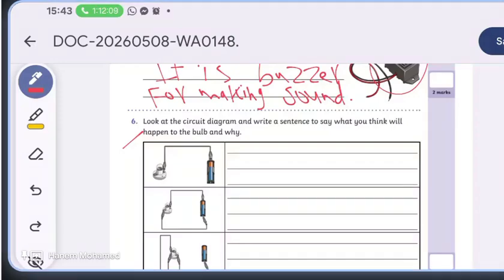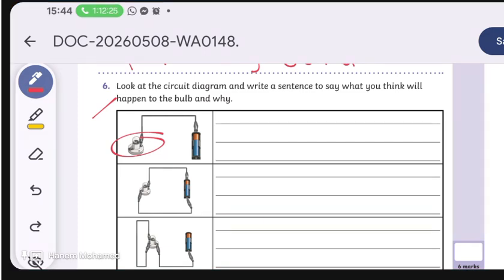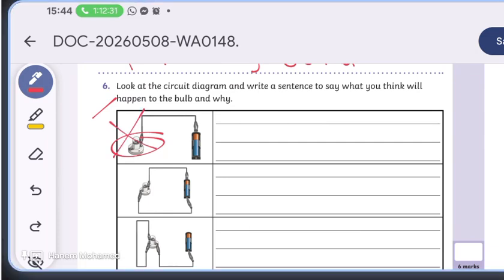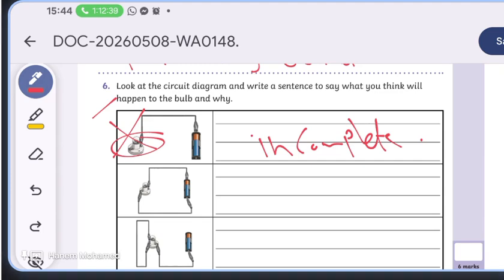The next. So Yazin, look at the circuit diagram and write a sentence to say what you think will happen to the bulb and why. Number one, the light bulb here will be on or there is no light? No light. Is this a complete circuit or incomplete circuit? Incomplete. So we are supposed to write many things. So the light bulb will not turn on because it's an incomplete circuit.